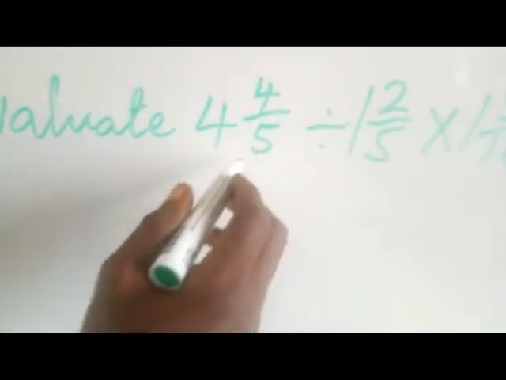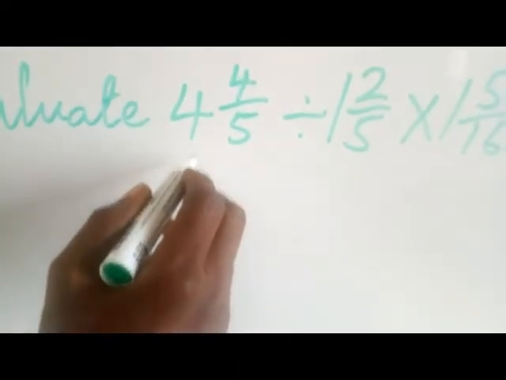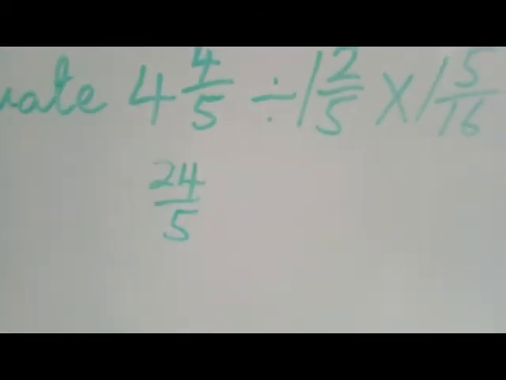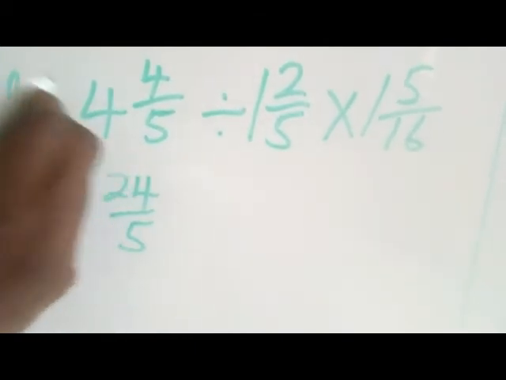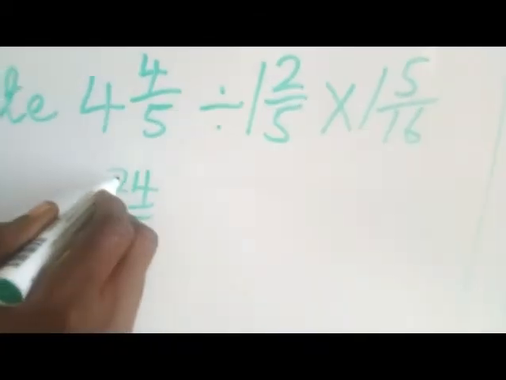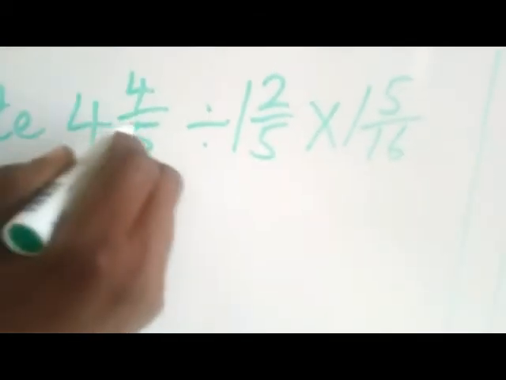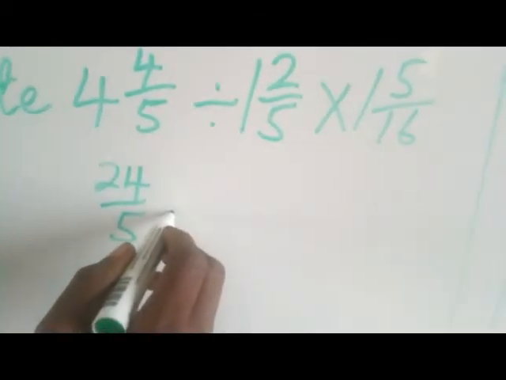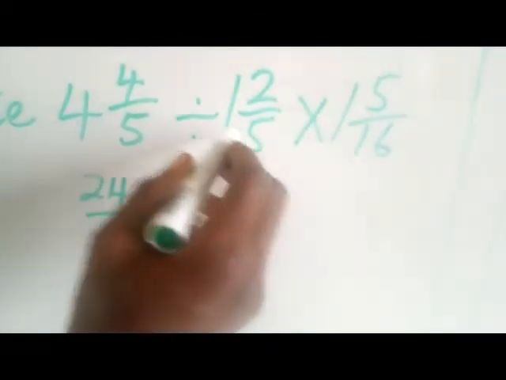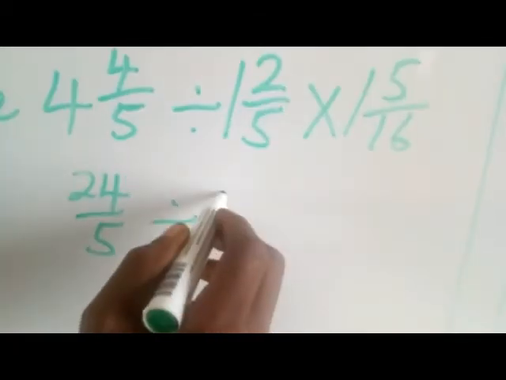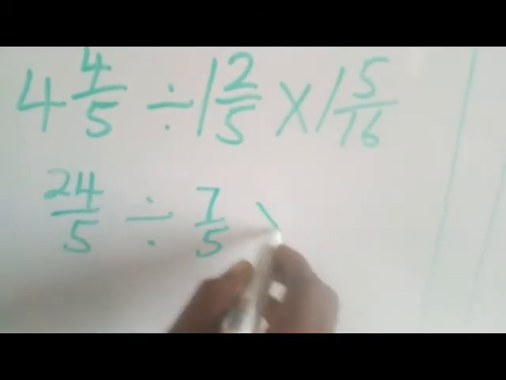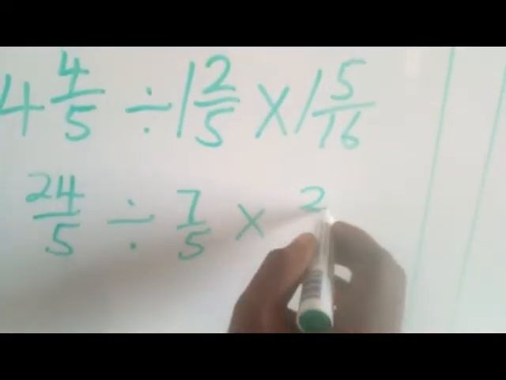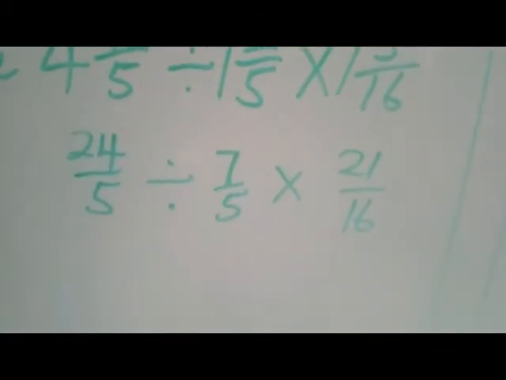So what we do here is 5 times 4 is 20. 20 plus 4 gives us 24, divided by 5. Always divided by the denominator. That is the rule. You must observe that rule. Then for the next, 5 times 1 is 5, plus 2, we have 7 all over 5. Times 16 times 1 is 16. 16 plus 5 is 21 over 16. So we are done with the first step.